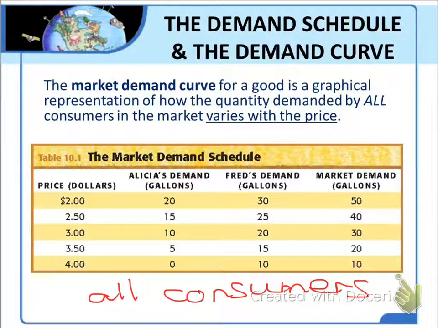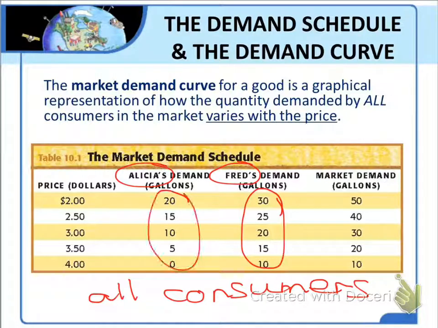To see how the market demand curve is drawn, let's suppose that there are two consumers in the market for gasoline. We have Fred and we have Alicia. Fred's demand for gasoline, like Alicia's, can be summarized in a demand schedule, and here is Fred's. Notice that at each price, Fred demands more gasoline than Alicia does. At $2, he demands 30, she only demands 20. At $2.50, he demands 25 gallons, she only demands 15, and so on.